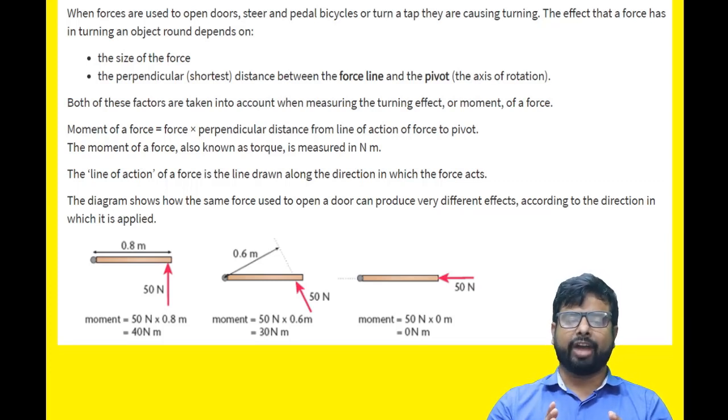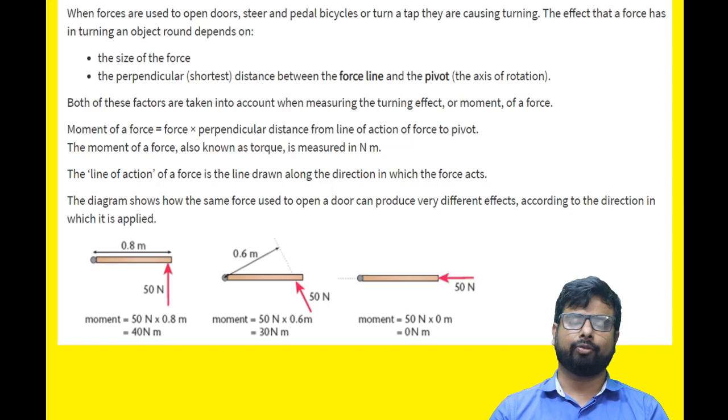Both of these factors are taken into account when measuring the turning effect of a force, or moment. Moment of a force equals force into perpendicular distance from the pivot to the line of action of the force. So look at the diagram here. There are three diagrams.